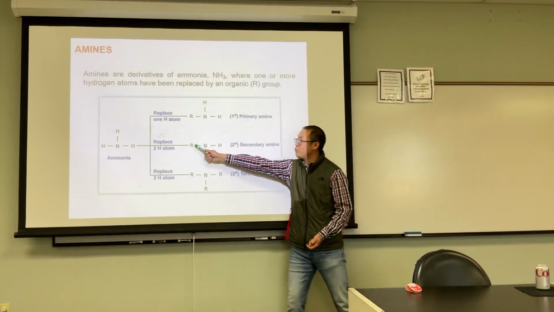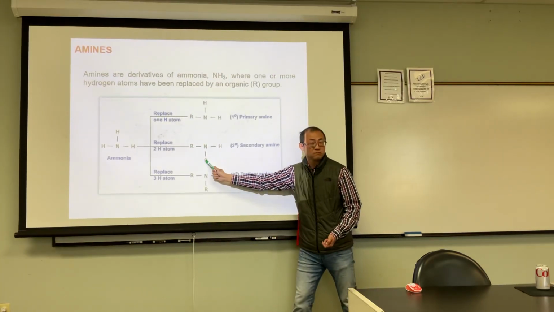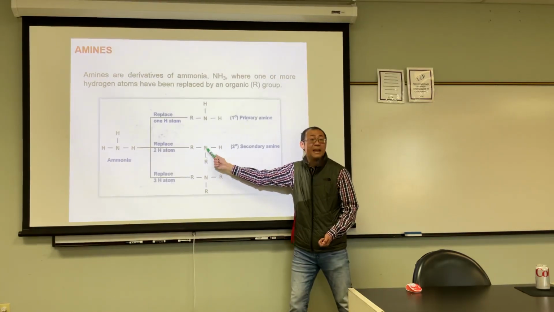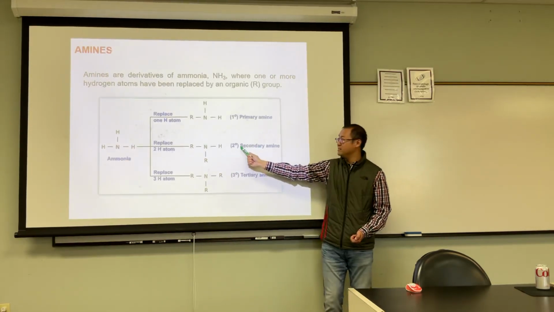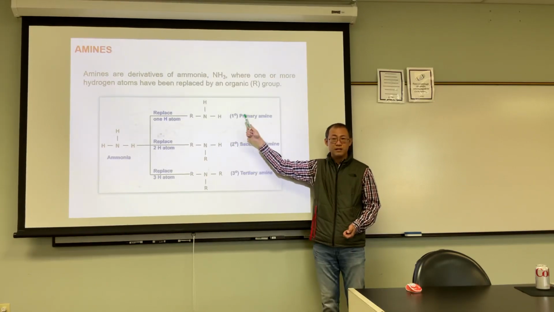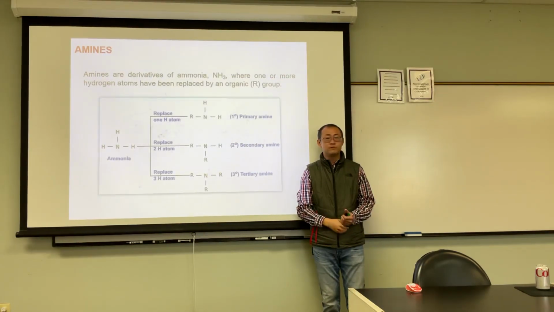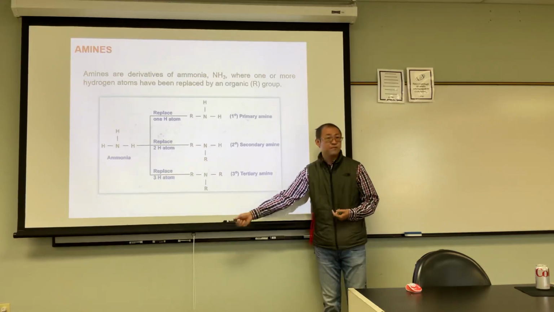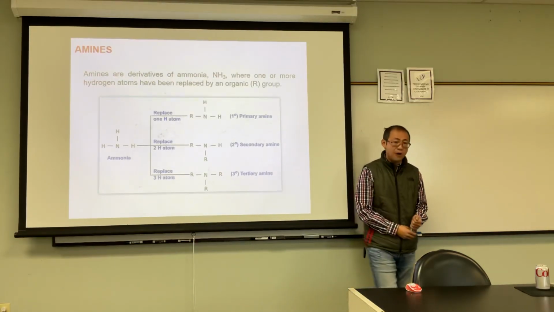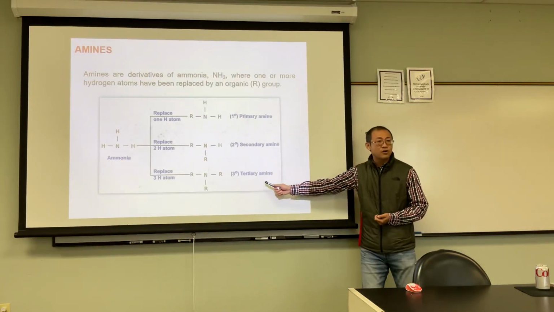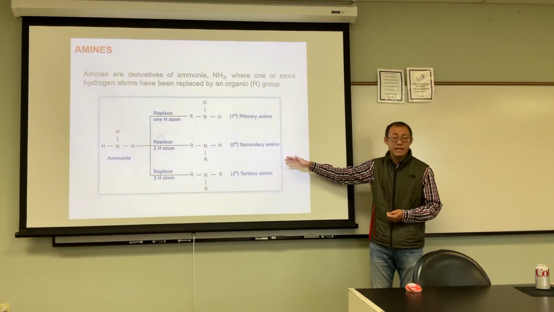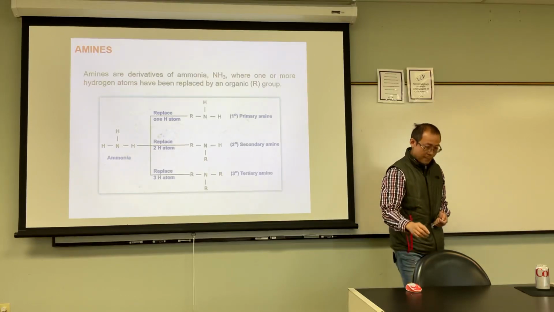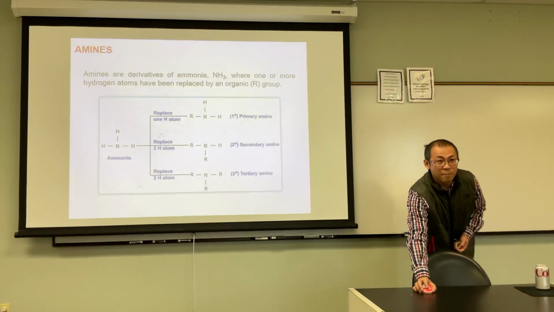If you replace with 2 R's, then the nitrogen will be NH. We call it a secondary amine. Sometimes people put a 2 and a little superscript circle. And of course, if you replace all 3 hydrogens with 3 R groups, we get a tertiary amine. A concept we have seen before, but a very important comparison here, guys.